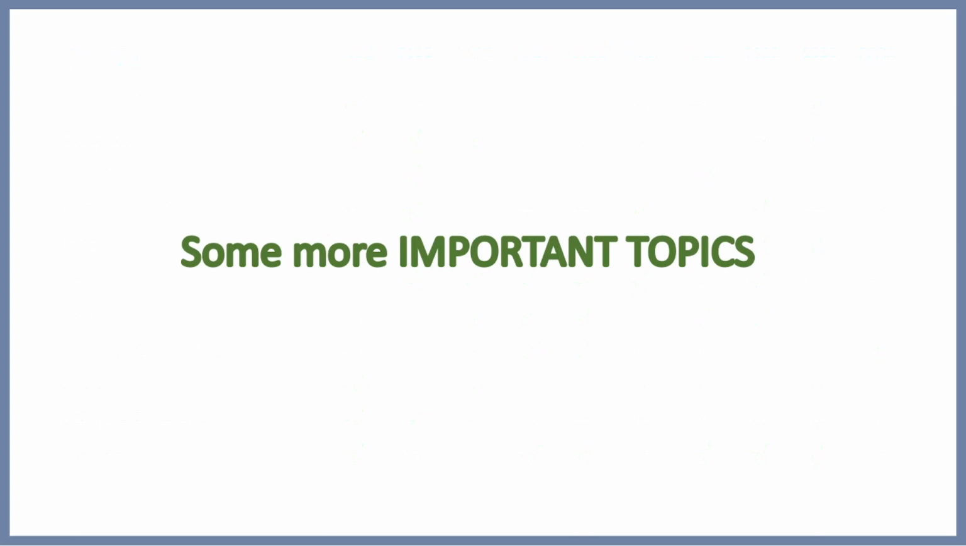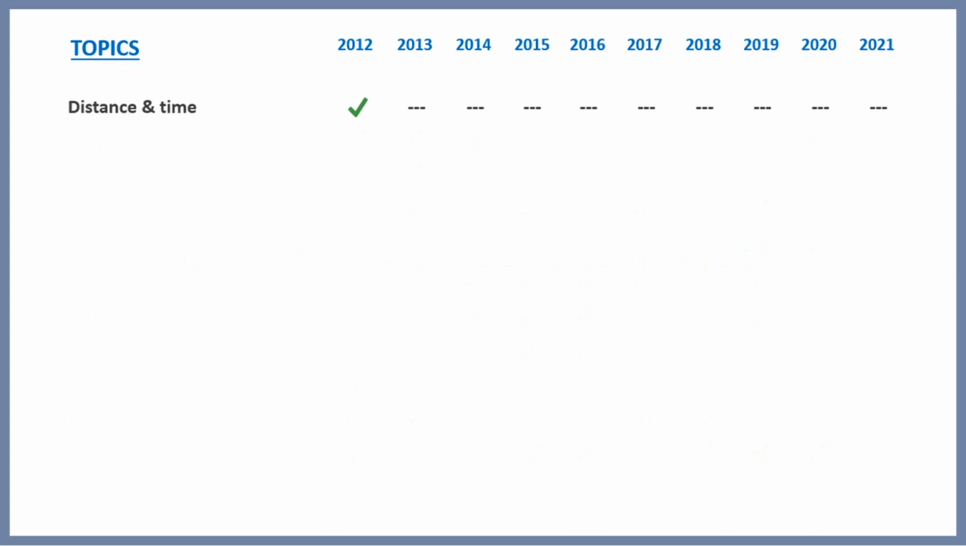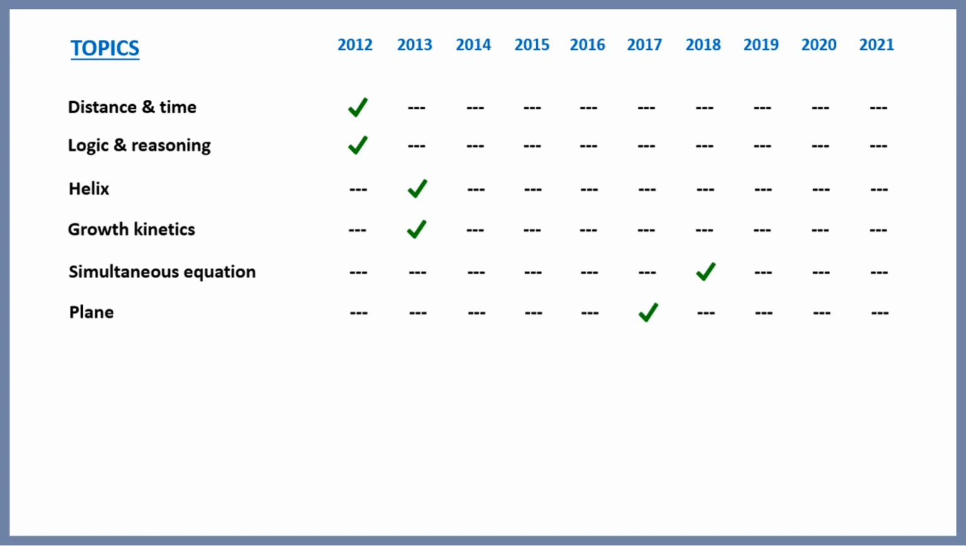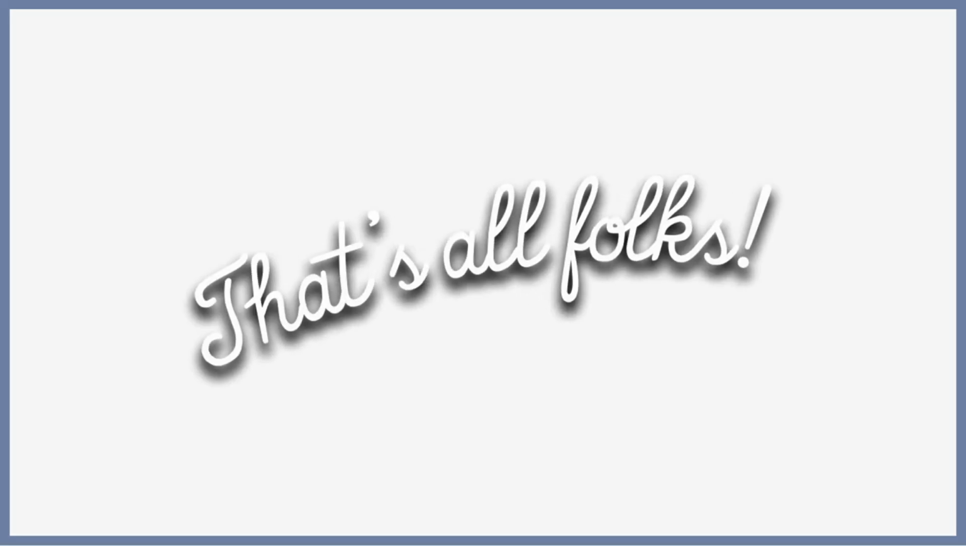So these were the topics which were asked at least 2 times in the past 10 years. Now we will see the topics which were asked only once. Distance and time, logic and reasoning, helix, growth kinetics, simultaneous equation, plane. These are the topics which were asked only once in the last 10 years. But you should not ignore any topic because you never know what is waiting for you in your turn, right? So these were all the topics which were asked in the last 10 years.